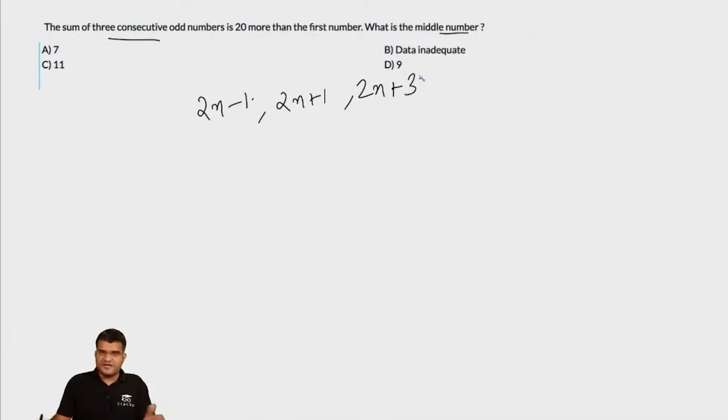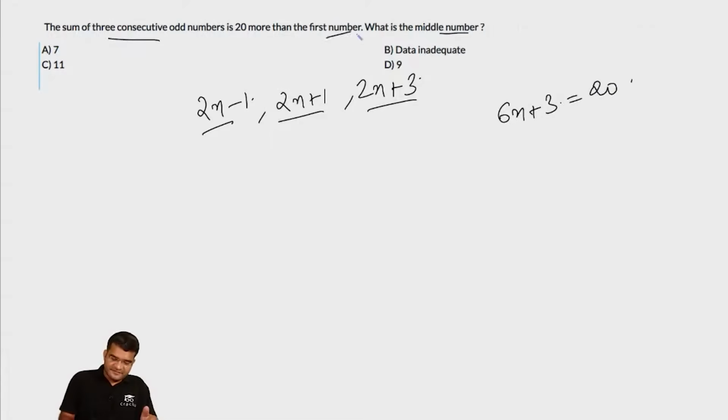What is the sum of these 3 odd numbers? It is 2n minus 1 plus 2n plus 1, which is 4n, plus 2n plus 3, which is equal to 6n plus 3. This is the sum of the 3 consecutive odd numbers. We are told that this is 20 more than the first number. So this is 20 plus 2n minus 1.